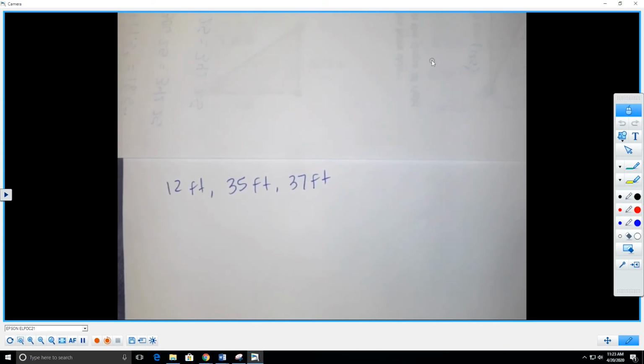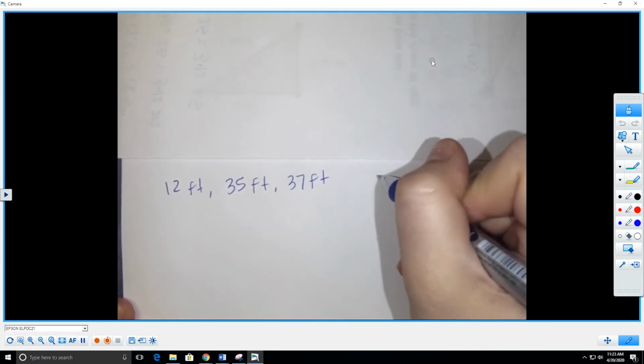Did you say 37 feet? That's correct because it's the longest measurement of the set. So by the converse of the Pythagorean theorem, the sum of the squares of 12 and 35 should be the same as the square of 37 if this is a right triangle. Let's test it out. Follow along with me.